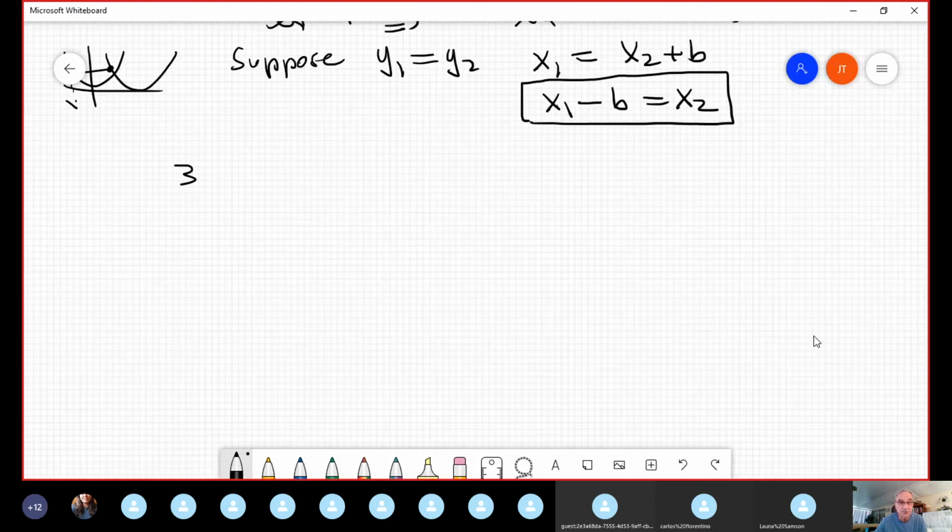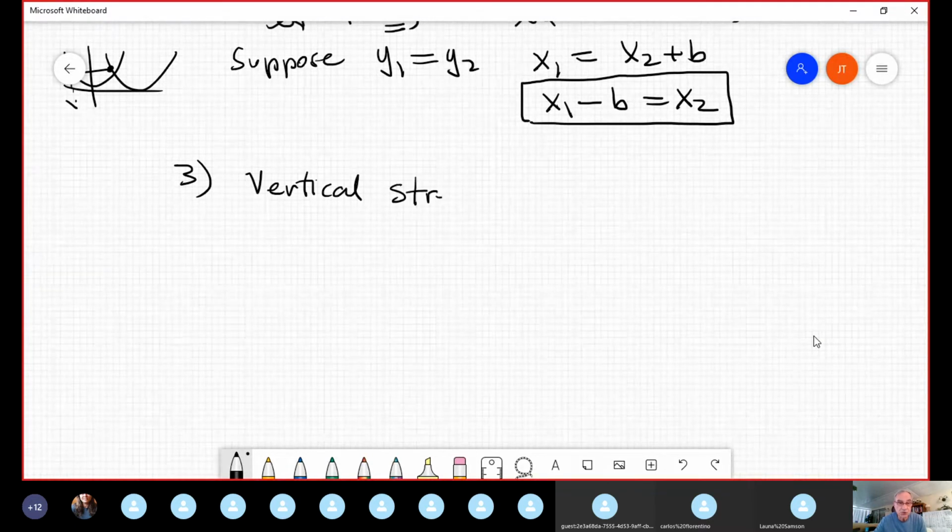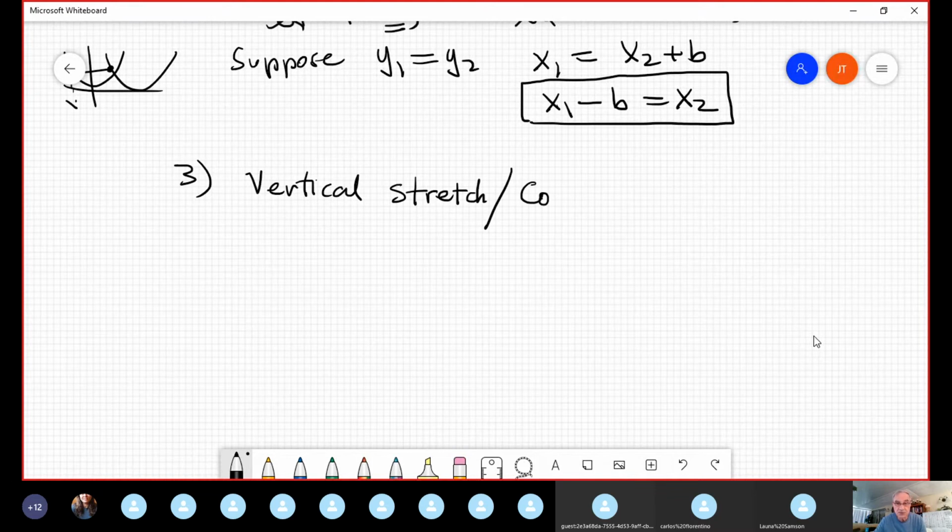Three and four. Three first. Three is vertical stretch, compress, and reflection. So we can create these three effects.